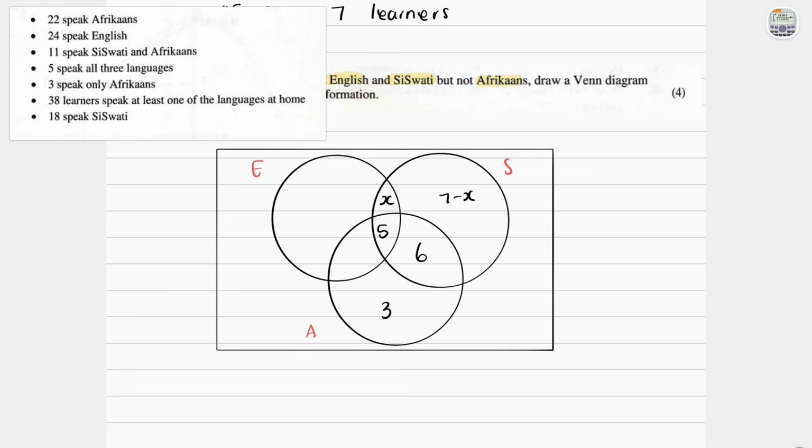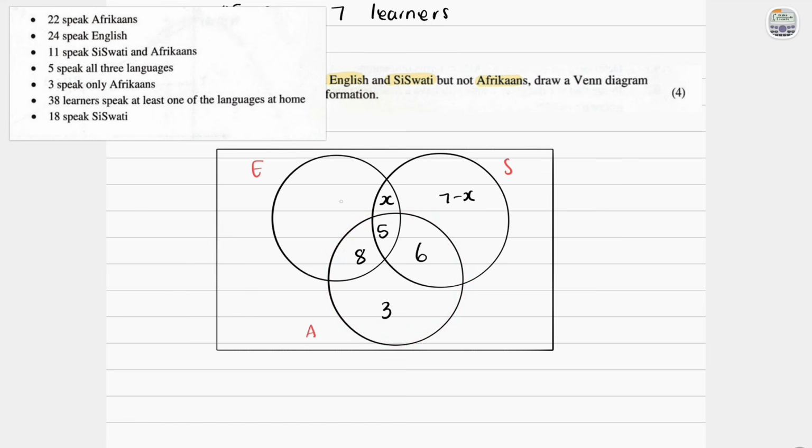And now that we've found this, we can actually find this entire circle of Afrikaans, because they told us how many people speak Afrikaans. They said 22 learners speak Afrikaans. So this entire circle, regardless of whether they speak English or Siswati, they speak Afrikaans in total. We're going to ensure that everything here adds up to 22. The easiest way to do that is to say 22 minus every other number we see there. So 22 minus 5 gives us 17, then 17 minus 6 is 11, and 11 minus 3, finally 8. So we know this is 8 over here.